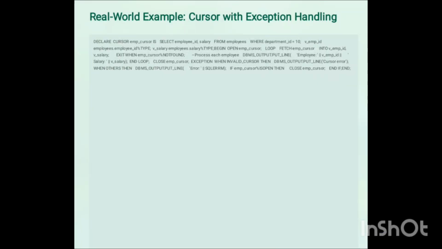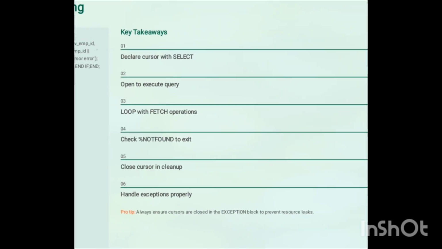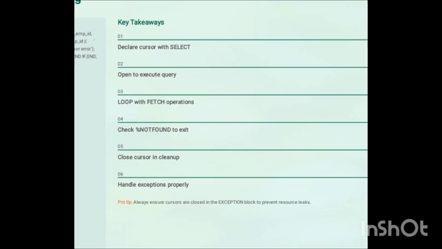The next one is a real world example. This example shows a typical PL/SQL block using an explicit cursor to fetch employee details inside a loop. Each row is processed individually and then the cursor is closed. The exception block ensures that any cursor related errors are caught, even if an error occurs midway. The program checks whether the cursor is still open and closes it. This prevents memory leakage and ensures that the program behaves correctly.